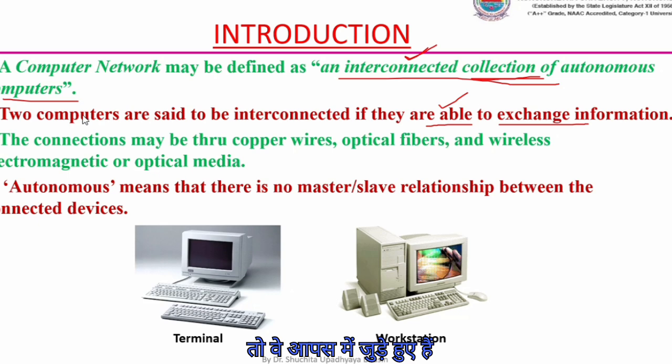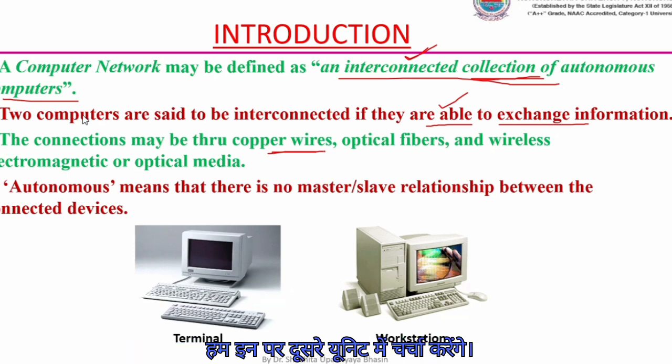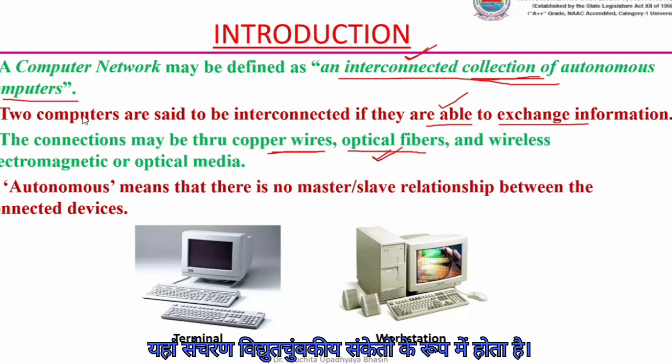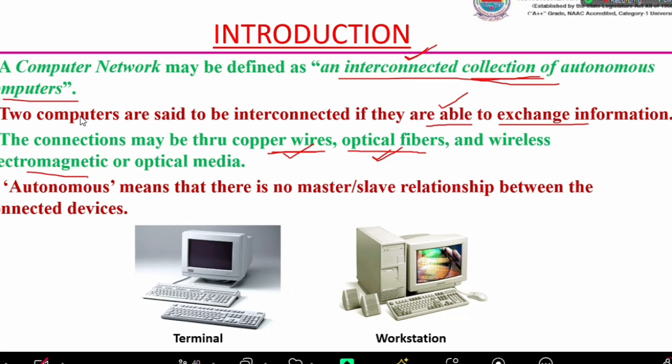They are interconnected through various types of media. We have copper wires. In this, we have twisted pairs and coaxial cables. We'll talk about these in the second unit. Then we have optical fibers. Here, transmission takes place in the form of light signals. Here, transmission takes place in the form of electromagnetic signals. Then there can be wireless connections also. That is, the media will be the air.